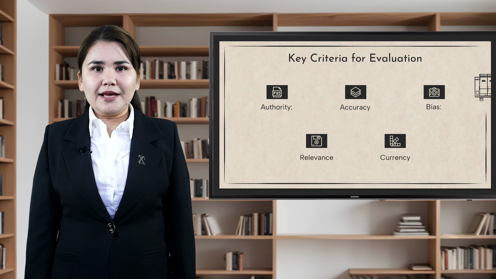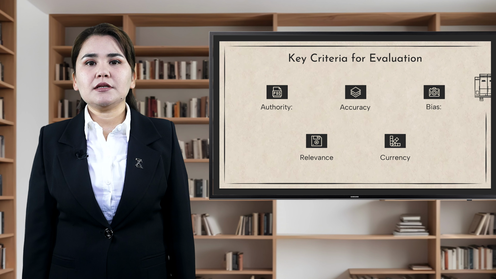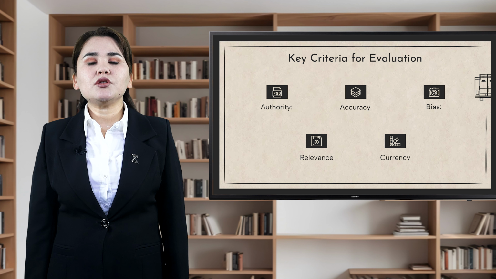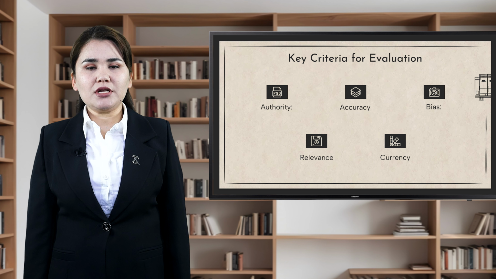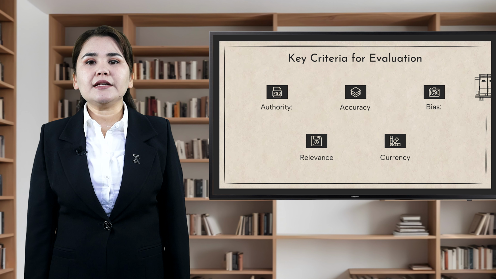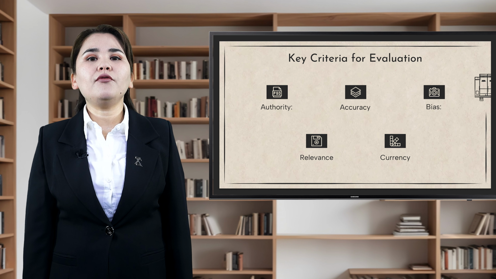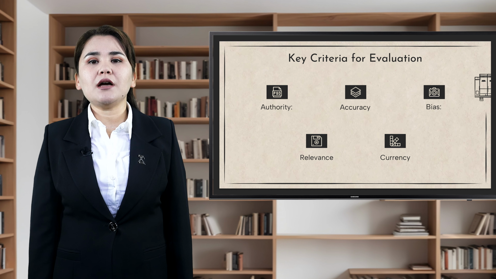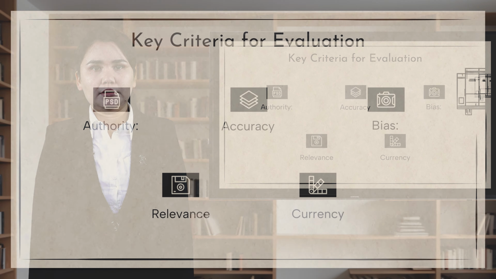When we talk about bias, consider the perspectives of the source. Does the source have an agenda or bias that might skew the information? Academic journals, for example, are often more neutral than opinion articles or commercial content.